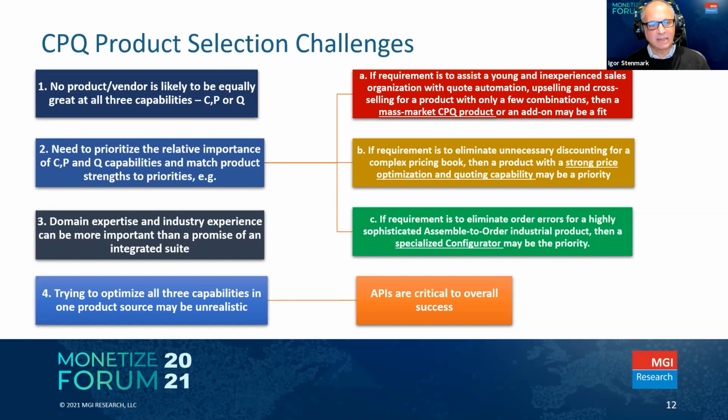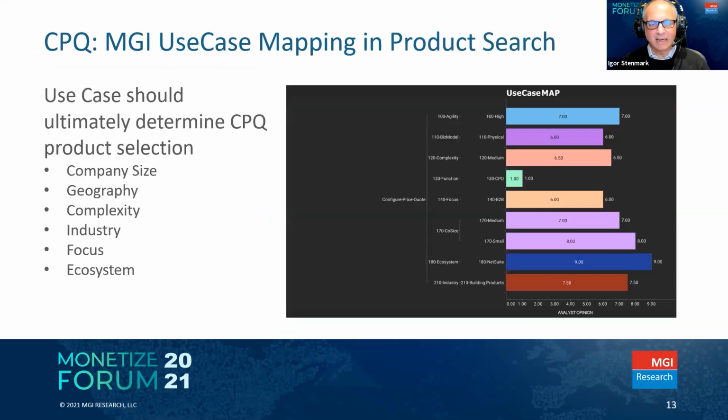Domain expertise is very, very important. In some cases, if you are in maybe a media industry, look for a media solution. If you're in manufacturing, in a specific kind of manufacturing, of a specific size, look for that. So we have a mechanism that we've been working on called MGI use case mapping that's proved to be very effective at helping companies crystallize their thinking in this area.